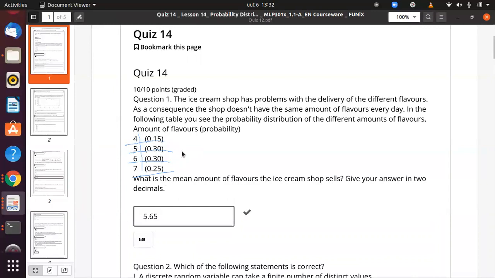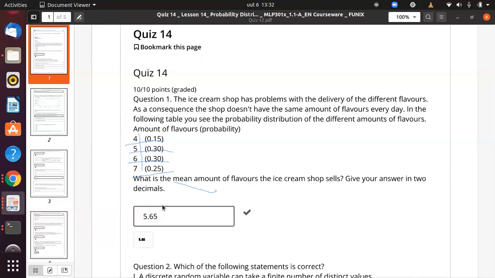Oh, okay. Discrete value times the probability, and you make the sum to get the mean. Yes, okay, I got it. So basically, what is the mean amount? The mean is basically you make a sum and then you divide by 4, right?